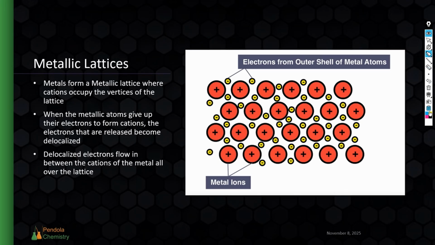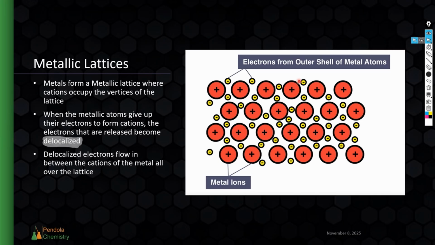Now, this is an important word that you need to learn. We can no longer use the term sea of electrons that we used in honors chemistry. We now use the term delocalized electrons. And all that means is that they don't belong to any one atom. They're free to move around. Delocalized electrons are going to flow between the cations of the metal all over the lattice. And so they look like this. We have the metal cations with the electrons flowing in between them in the delocalized electron area. And this is something that we saw in chapter 4 when we were discussing metallic bonding.